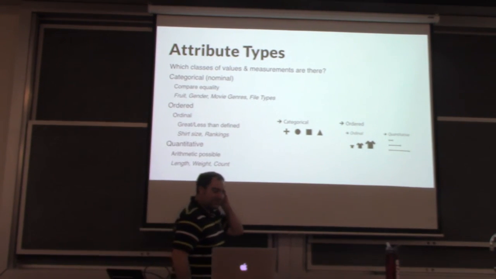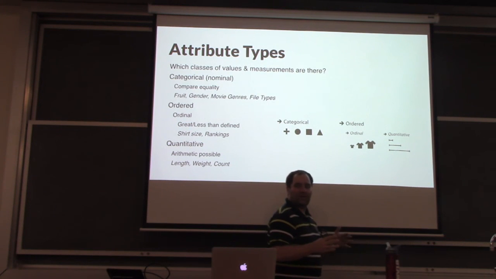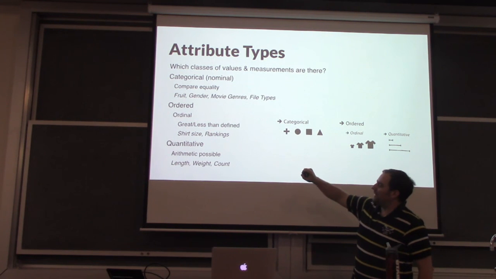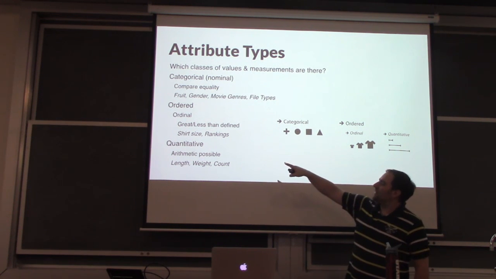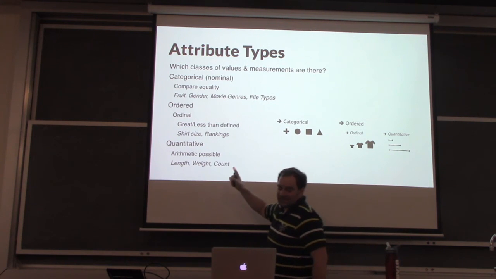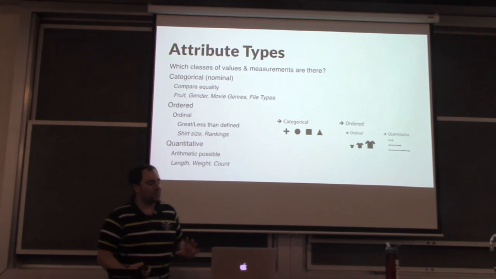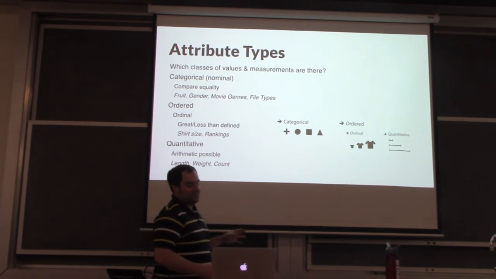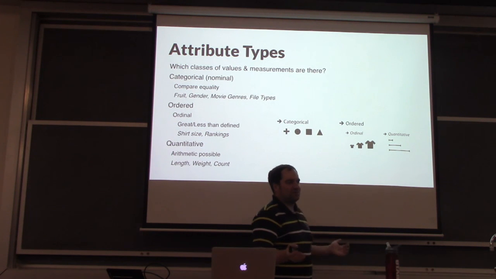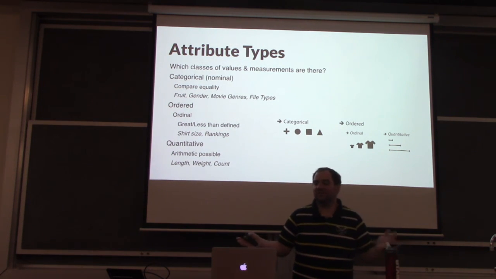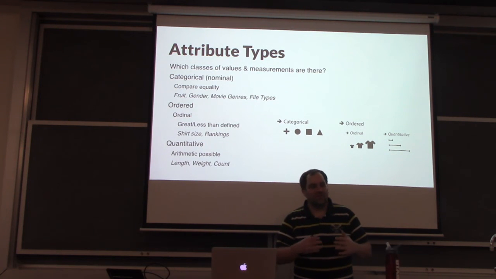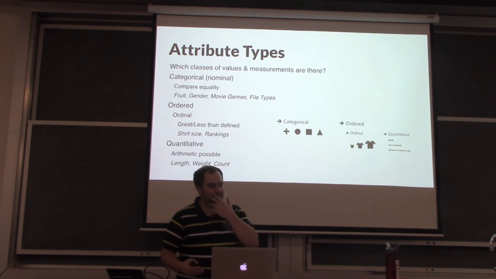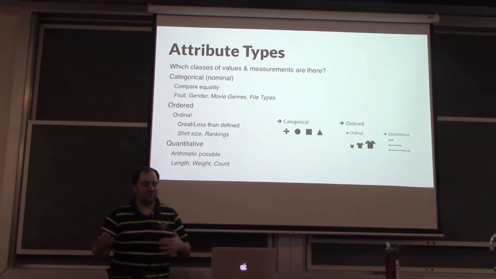So in terms of attribute types, there are two main distinctions. There is categorical and quantitative. And ordered ordinal can sometimes be classified as part of categorical. So what do you mean by these? Categorical would be something like fruit, gender, movie genres, file types. So there is no bigger than relationship between them. These are just distinct classes. There is no order. Fruit plus gender doesn't make sense. There's nothing there where we can make any relationship assumptions.